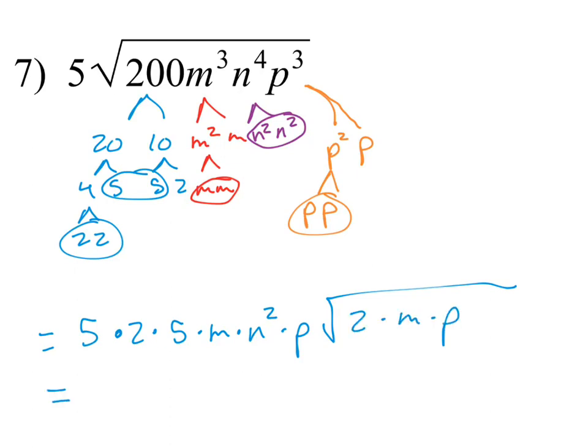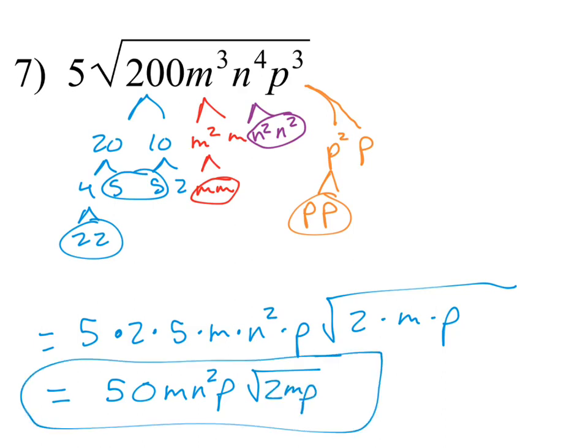And now we just need to simplify. And by the way, why there's only one of each of these is we're square rooting these. If you do 2 times 2 and you square root it, you get 2. If you do 5 times 5 and square root that, you get 5. So that's why there's only one of them on the outside here. But anyway, we're going to times this together. We got 5 times 2 times 5, which is 50. And we got m, n squared, p. And then inside there, 2mp. And voila, we got our answer.